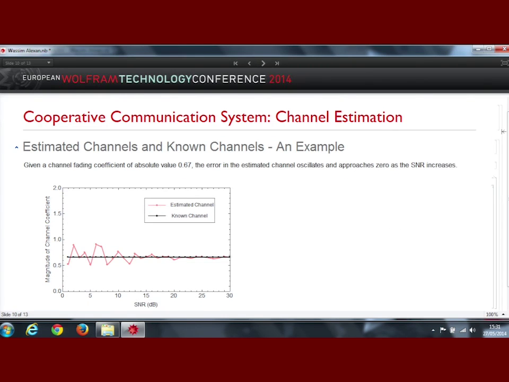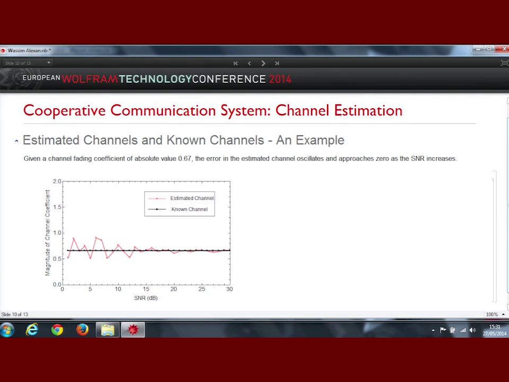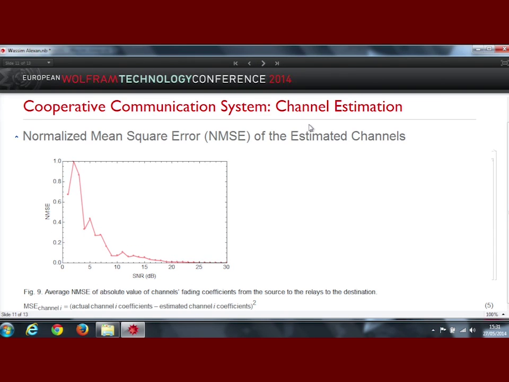For the channel estimation, we have here a curve showing in black the actual or the known channel fading coefficients and the estimated ones. As you can see, as the SNR increases, the differences between the estimated channel fading coefficients and the real ones decrease significantly until they actually match up at about 30 decibels here. While this curve shows the normalized mean square error between the estimated channel fading coefficients and the known ones.